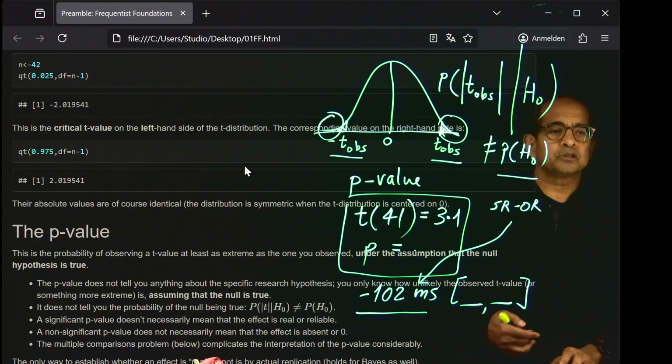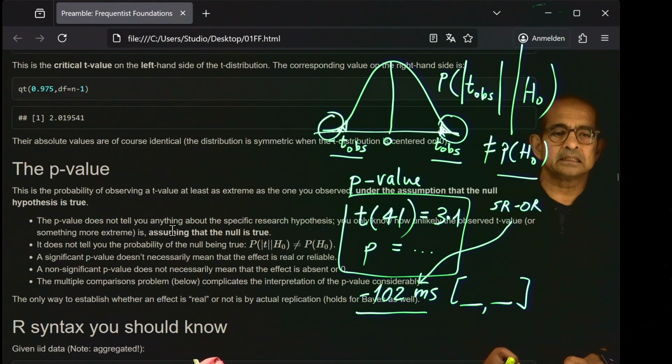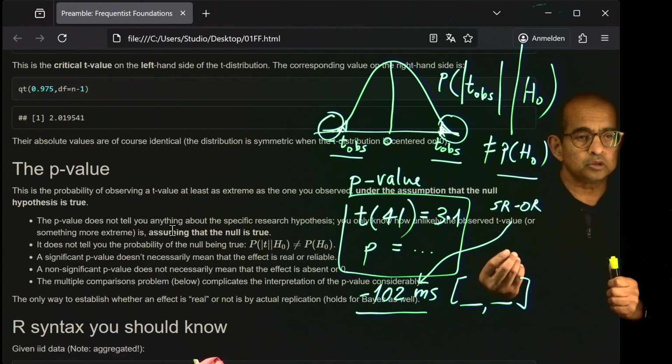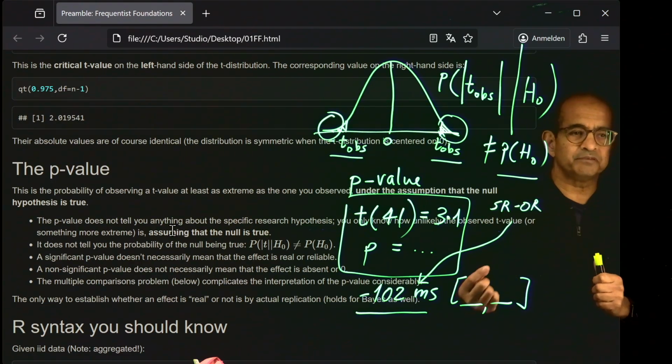One important thing I want to mention is that people often treat the p-value as giving you some indication of whether you found something true about nature or not, right? That's not necessarily what the p-value will give you.